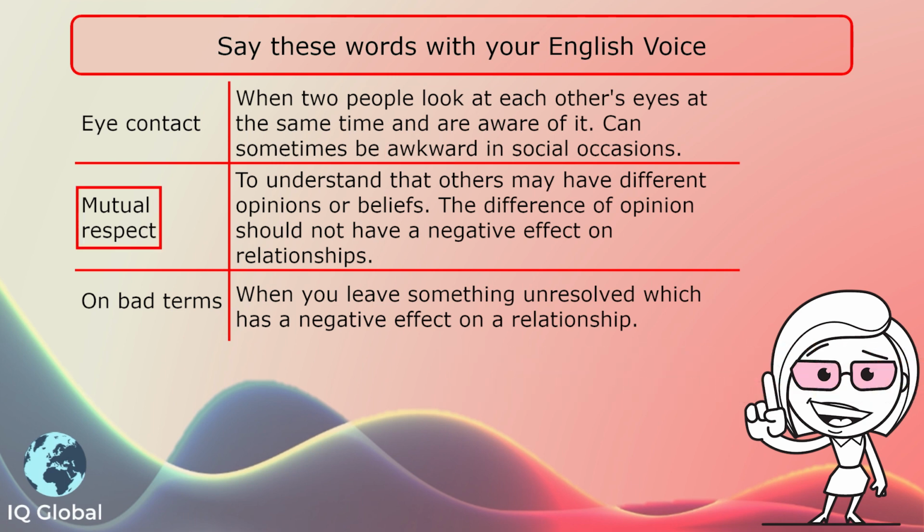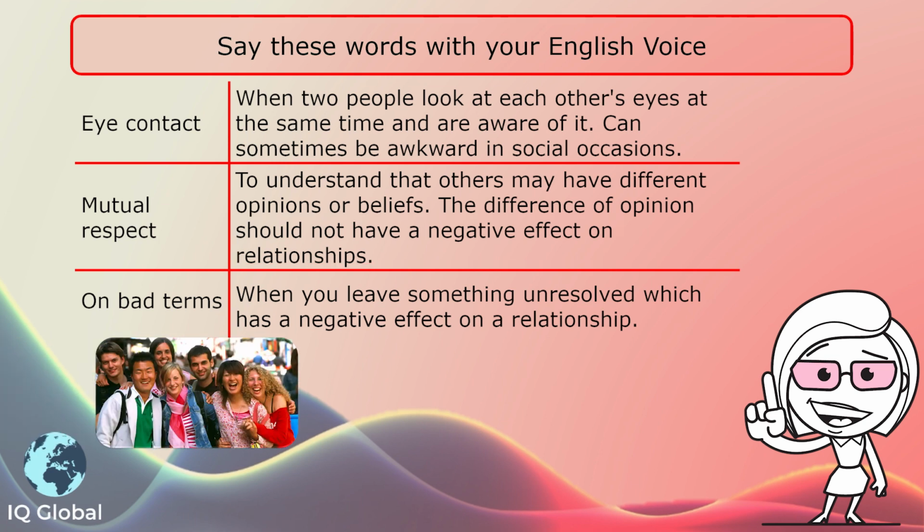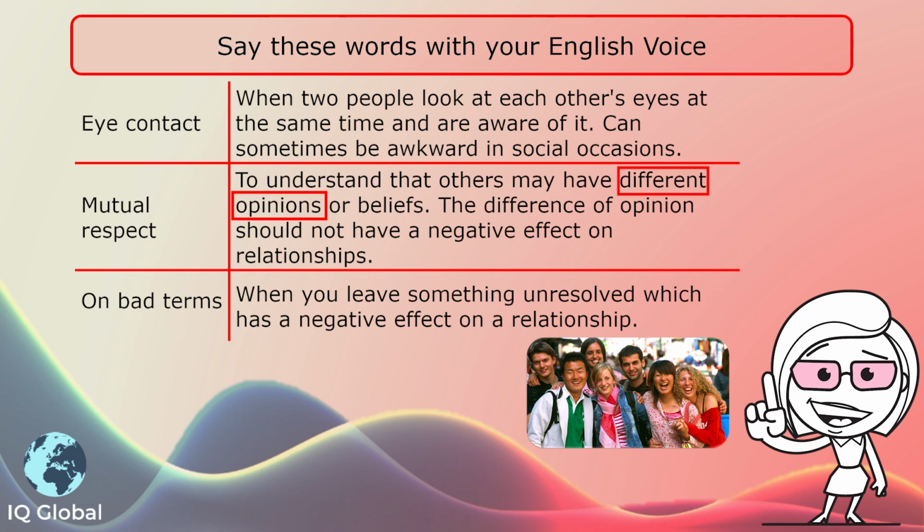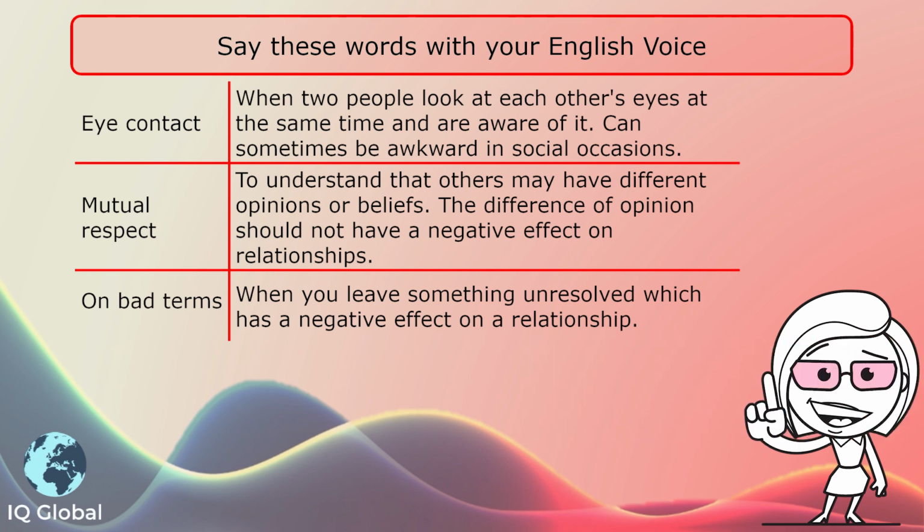Mutual respect. This is to understand that others may have different opinions or beliefs, but the difference or opinion shouldn't have a negative effect on relationships. So lots of friends all have different opinions, but they have a mutual respect with one another. They respect each other's opinions.